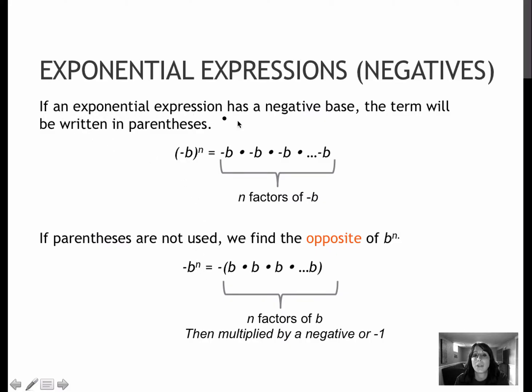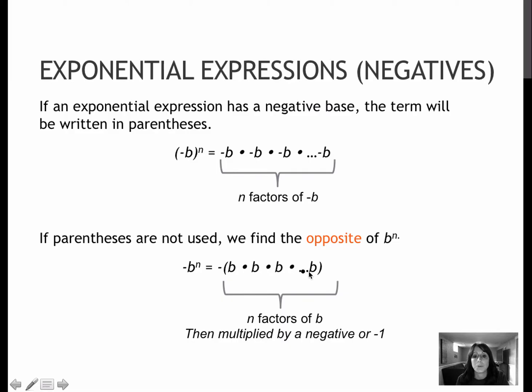If we have an exponential expression that has a negative base, meaning this is (-b) to the nth power, that tells me that I'm taking negative b times itself n times. However, if I don't have that negative on the inside of parentheses, then I've got a negative, basically the opposite of b to the n.